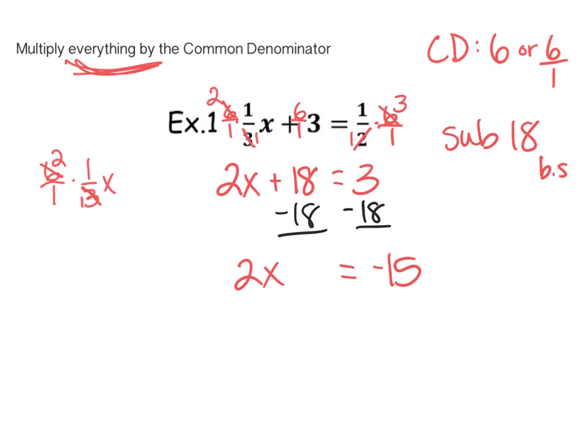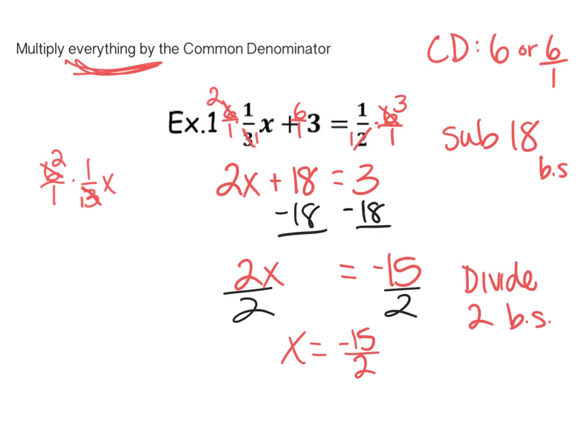Last step. Friends, what's my last step? Divide, yes, divide by 2. X equals negative 15 halves. I'm going to leave it as an improper fraction. Let me make sure I press the right button. Finish copying. I want to make sure I don't rush it. Oh, I didn't write the next step. Divide by 2 on both sides.